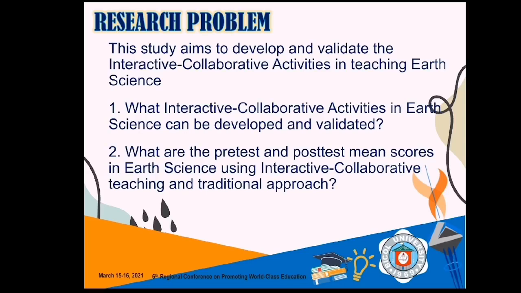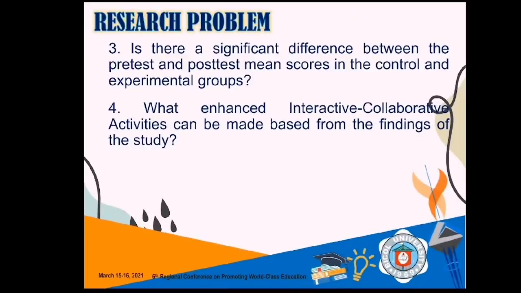Number 2, what are the pre-test and post-test mean scores in earth science using interactive collaborative teaching and the traditional approach? Third one, is there a significant difference between the pre-test and post-test mean scores in the control and experimental group? Section A is said to be the experimental group and Section B is said to be the control group. Number 4, what enhanced interactive collaborative activities can be made based on the findings of the study?